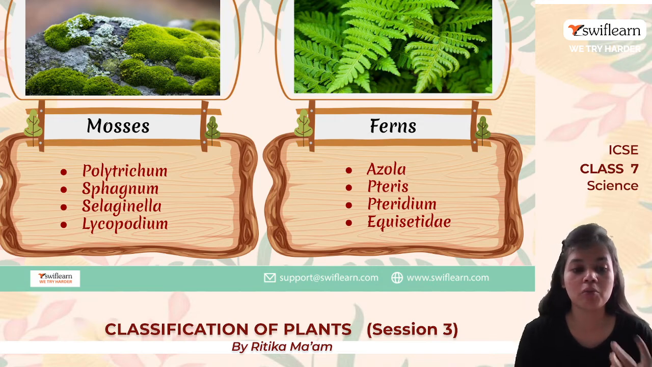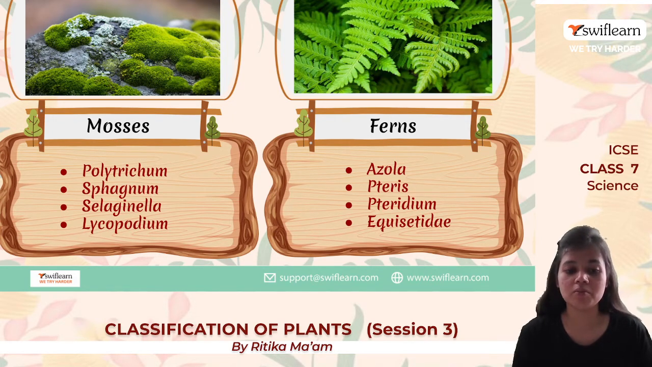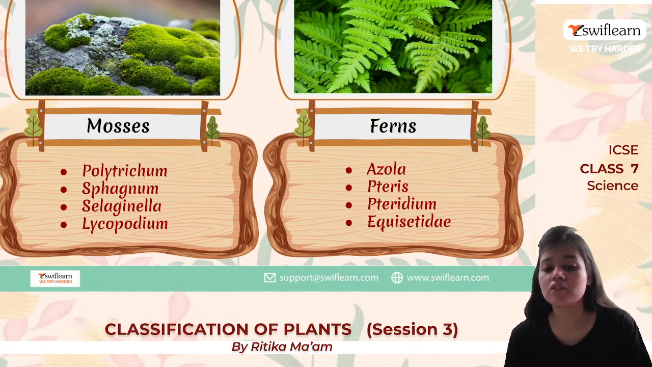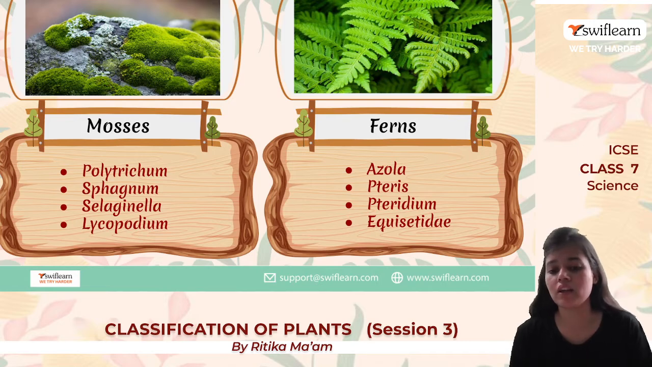If I talk about mosses, we have Polytrichum, Sphagnum, we have Selaginella, and we have Lycopodium. And talking about ferns, we have Azolla, we have Pteris, we have Pteridium, we have Equisetum.